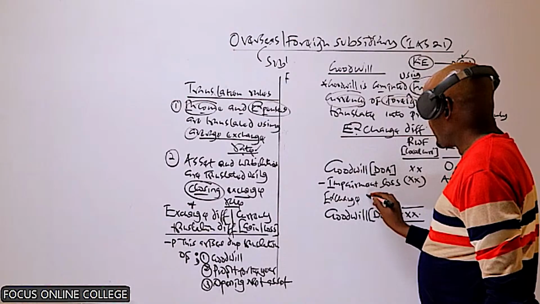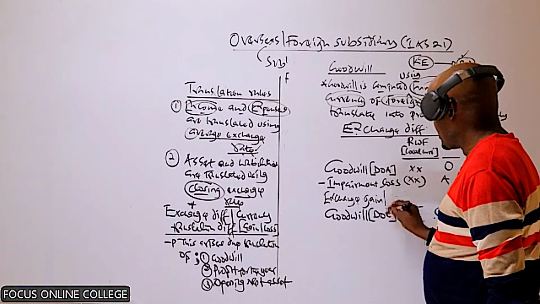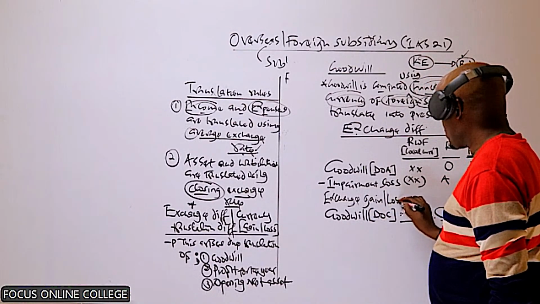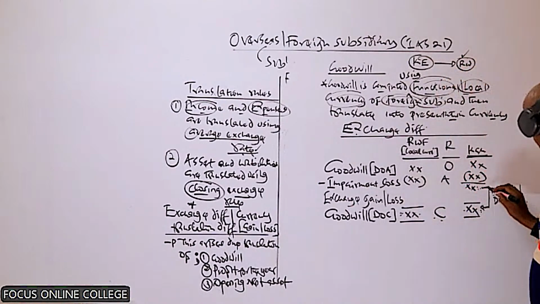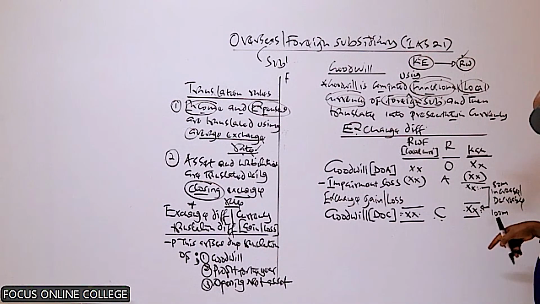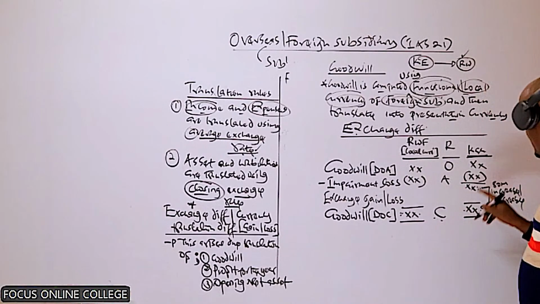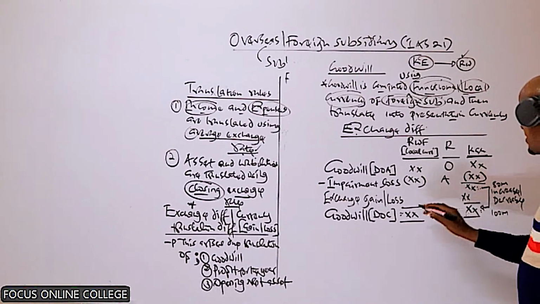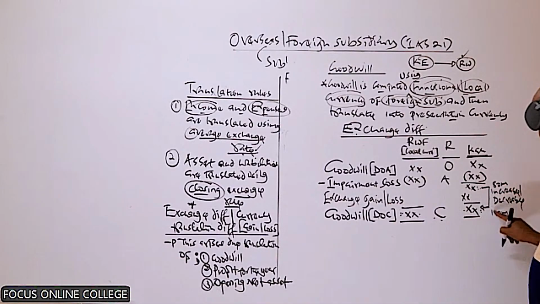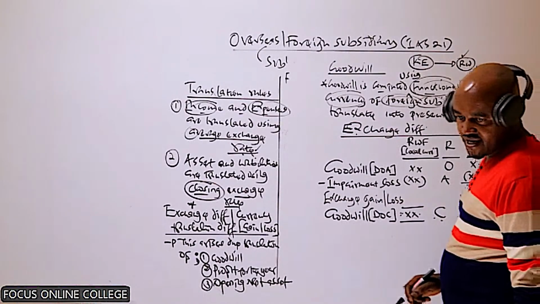And this exchange difference can either be an exchange gain or an exchange loss. So if we have an increase, maybe from here we have 80 million, but here we have 100 million, you can see we have an increase. An increase is a gain. The value for goodwill increased is a gain. But if you have a decrease, like 80 million to 60 million, that is a decrease. A decrease is an exchange loss.